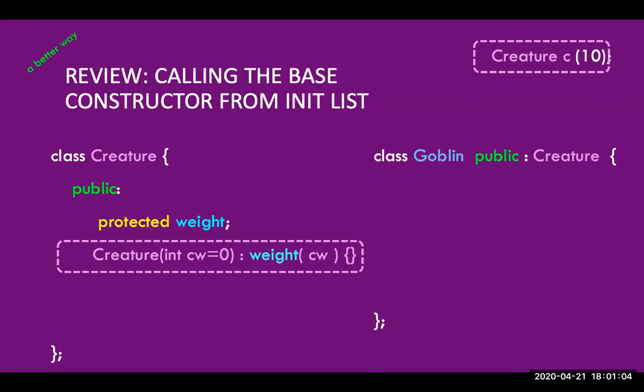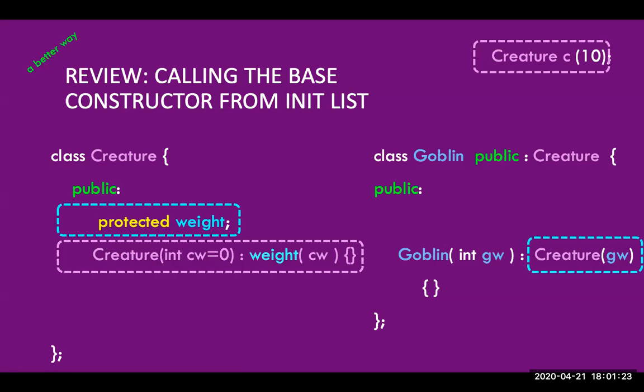So here's the same thing, but this time what we're doing is telling the creature constructor what we want to feed it. So we're saying, hey, call the creature constructor with the GW, and then I'll go and do whatever I need to do for the goblin down here. Okay, so that's really the better way to do it. And that way we don't have any implementation there.